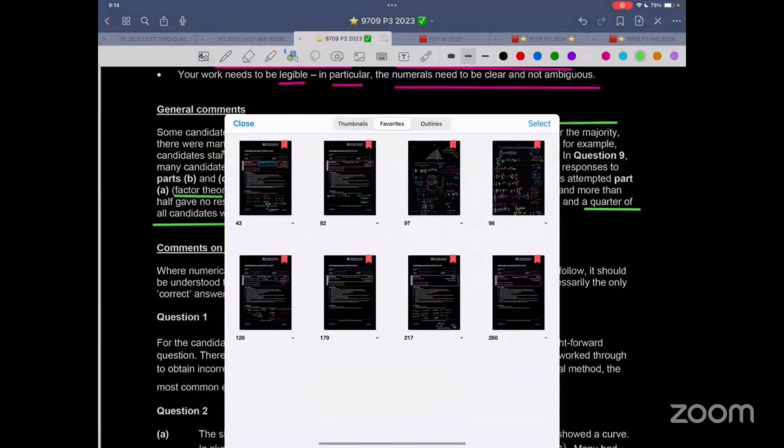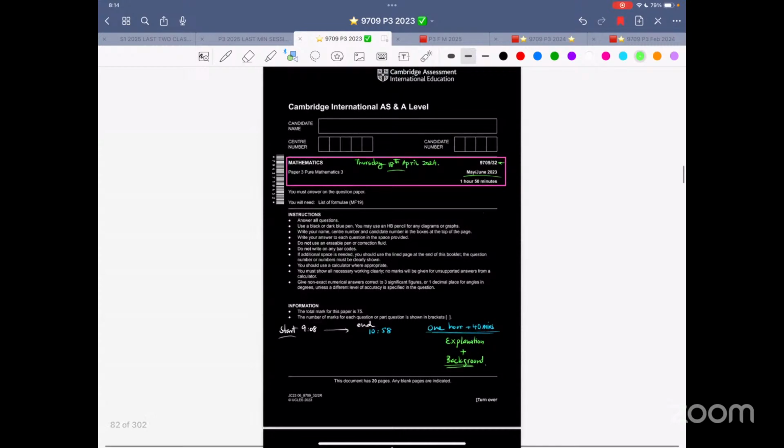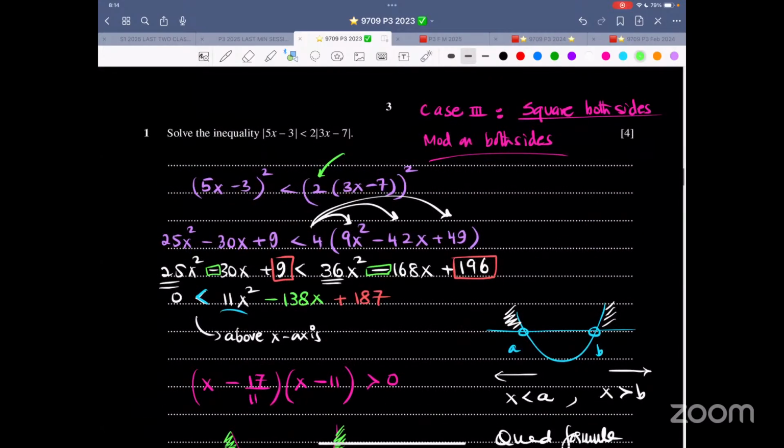So now over here, let me move to the next question. And now this time, I'll just focus on some particular topics, not all. This topic over here, that is inequality. This time, inequality is on both sides. So what do we do? This is case number 3, square both sides. And you actually square both sides. This is not a square root. Keep that in mind. So you actually have to square both sides.